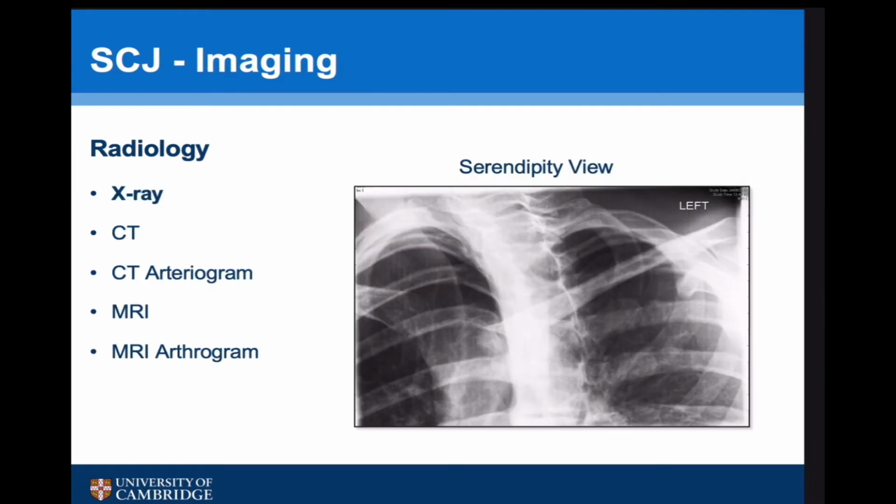At the start I'll go through the imaging of the sternoclavicular joint. This is an X-ray which is known as a serendipity view, and the reason it's called that is it's serendipitous if it actually shows any pathology. A plain X-ray of the sternoclavicular joint really isn't of much use, and that's mainly because the cervical spine sits behind it, so plain X-rays are of no use whatsoever.